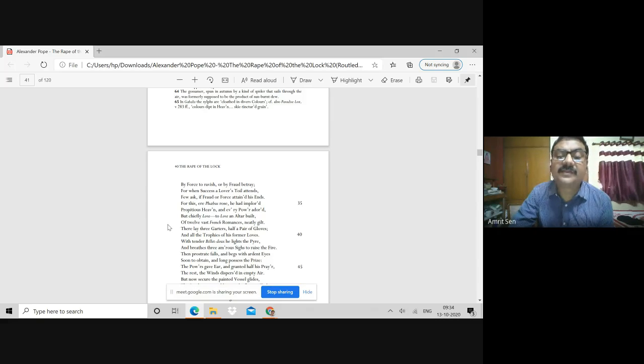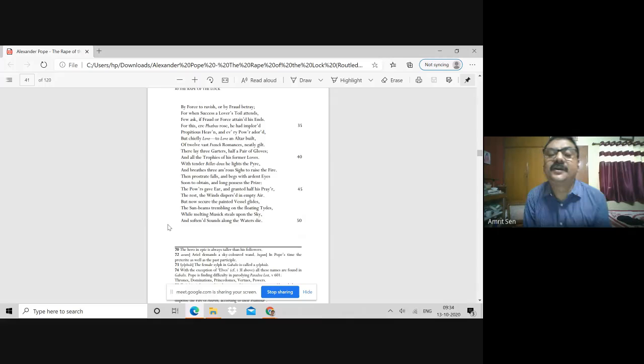The rest, the winds dispersed in empty air. So granted half his prayer, because he'll be cutting off only one lock of Belinda's hair. So half of his prayer is answered. And then therefore from the Baron now we move to the journey across the silver Thames, the sunbeam, for now secure the painted vessel guides.